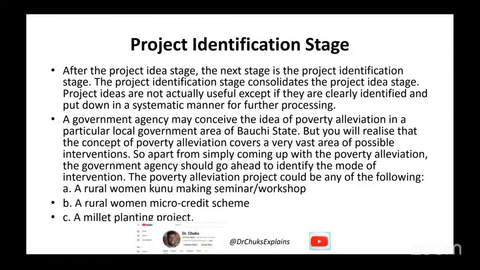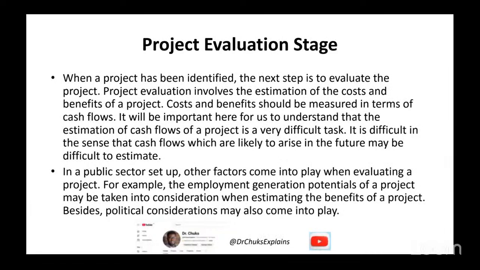So the ramifications of rural poverty alleviation in the rural area are several. The idea stage is just the first stage, but identifying the project itself inside the idea and how it will go step by step is done at the project identification stage. Now we have the project evaluation stage. When a project has been identified, the next step is to evaluate the project.